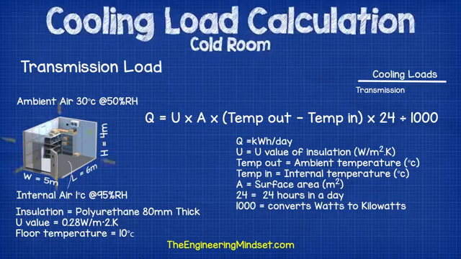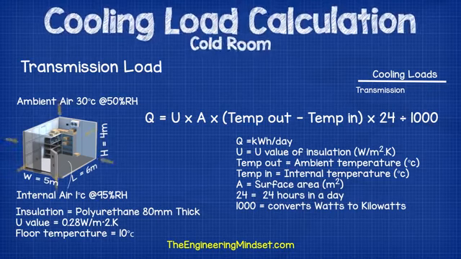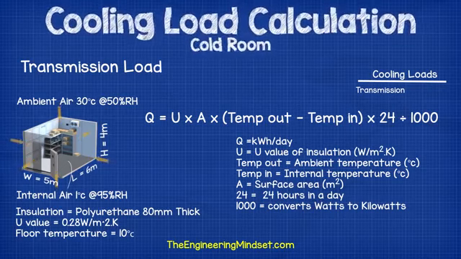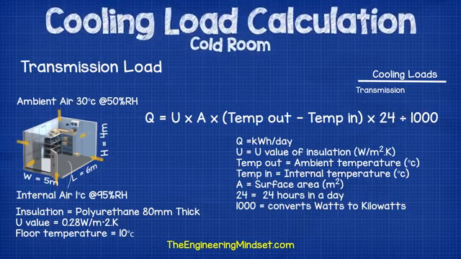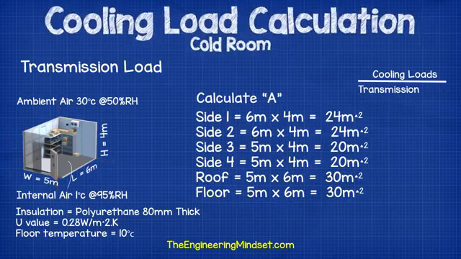The U value we already know. A is just the surface area for the walls, the roof and the floor, and we'll calculate that in just a second. The temperature in and temperature out we already know. 24 is just how many hours there are in a day, and we divide by 1000 as this formula will calculate the value in watts, but we want to know the answer in kilowatts, so we just divide it by 1000.